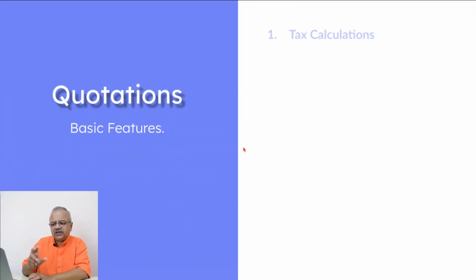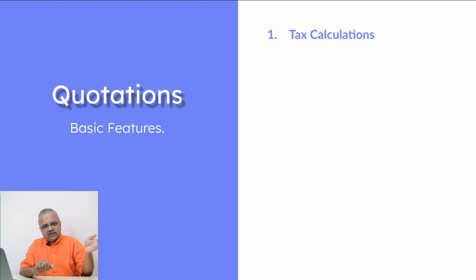So let us see the basic features of the quotations module. I'm calling them basic, but there are a lot of features. As we go on exploring, you will know them. The first is it has detailed tax calculation. You can define any type of tax, your admin will do that, and then you can calculate it.